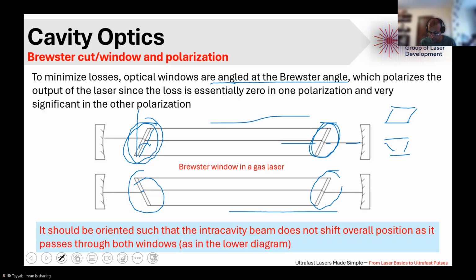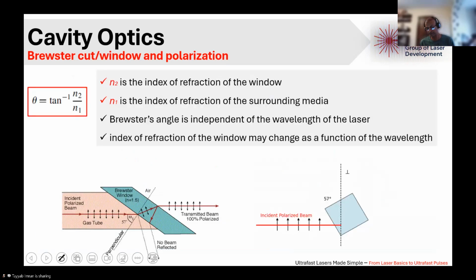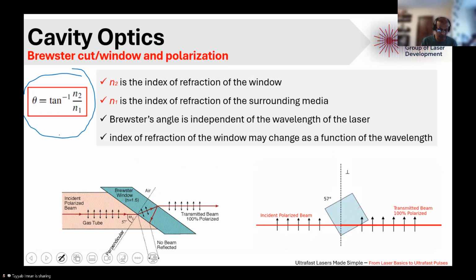So for the cavity mirrors, inside the cavity, the Brewster angle of the gain medium is very important. And this Brewster angle, we calculate like this: theta is equal to tan inverse of the refractive index of the second medium over the refractive index of the first medium. And if you see this formula, there is no wavelength. So the angle depends entirely on the refractive indices of medium 1 and medium 2.